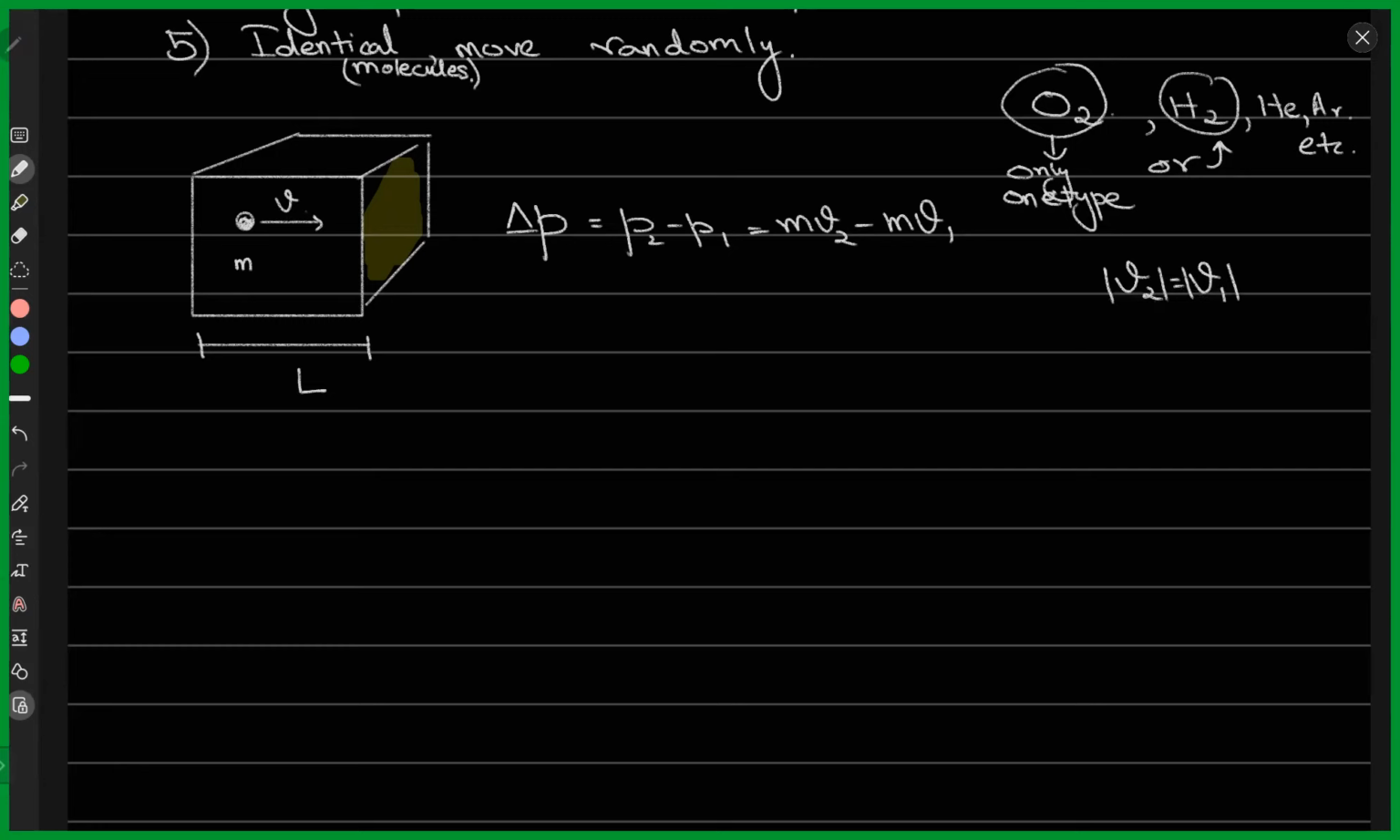But that's where the trick is. Their magnitudes are the same, but the directions are not, because when it rebounds, it's going to come back with a negative velocity, right? So I'll have to define a system where I say that the right direction is positive and the left direction is negative, right?